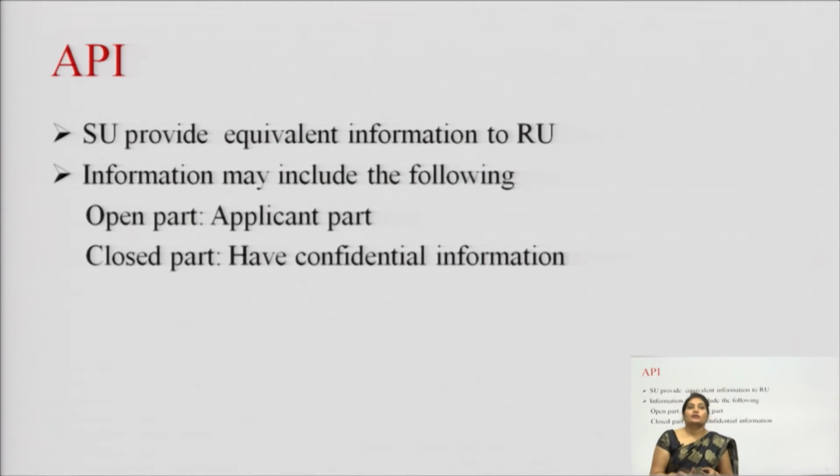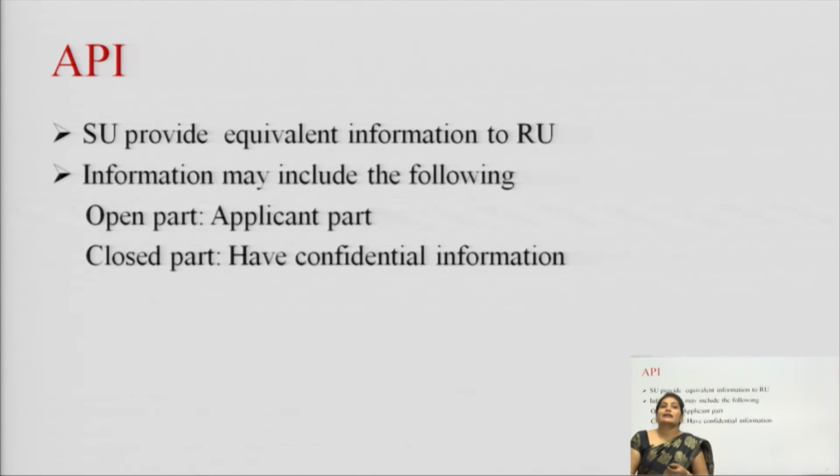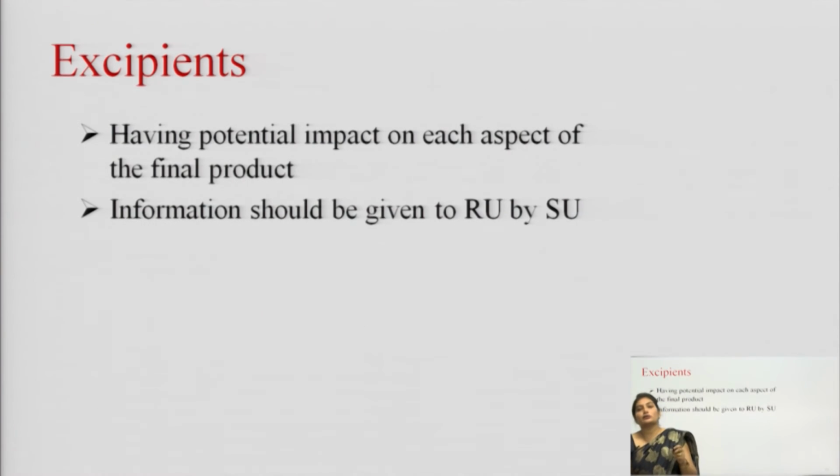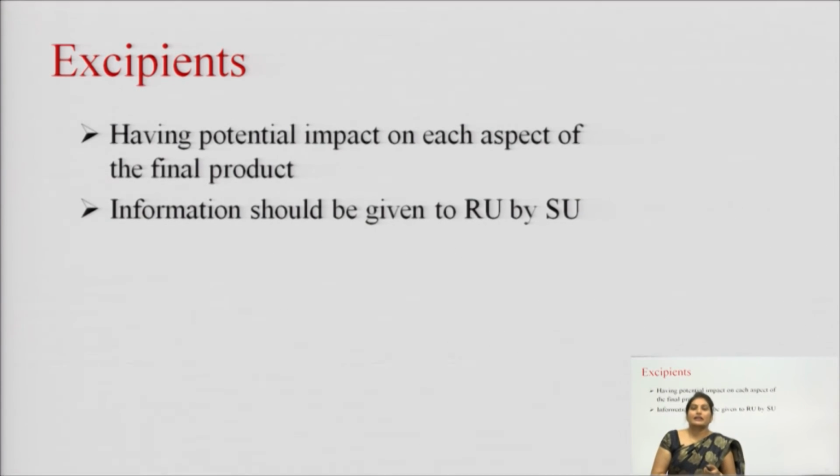So, as I have told, on the API the sending unit should provide equivalent information to the receiving unit, and this can include open part and closed part. Open part is applicant part and closed part is having confidential information. And in case of excipient, because excipients have potential impact on each aspect of the final product, all the information related to their solubility profile, their dissolution criteria, their ionic pH strength should be transferred by the sending unit to the receiving unit.